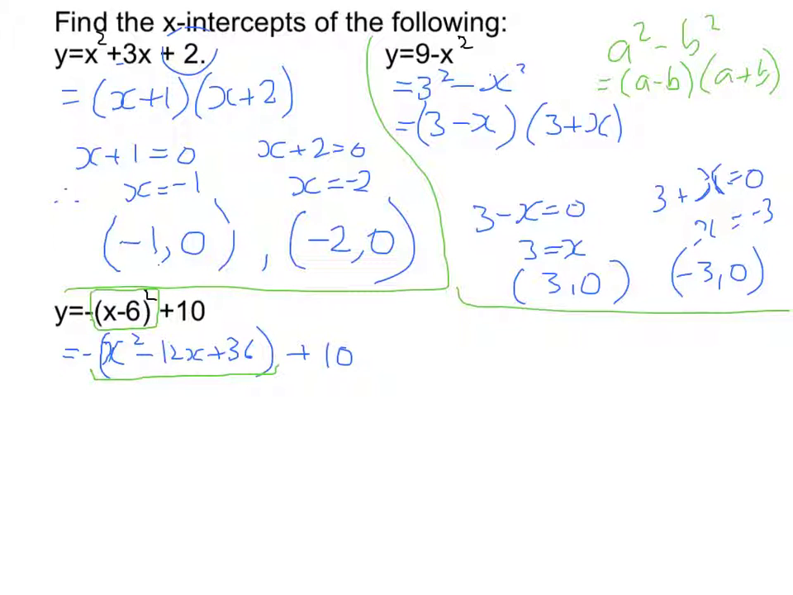We've kept the negative out the front. Now we'll apply the negative to that first bracket. So we have negative x squared plus 12x, take away 36 plus 10, and this will be equal to negative x squared plus 12x, take away 26.